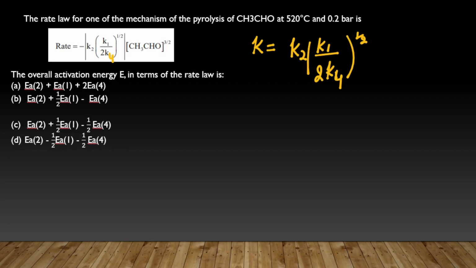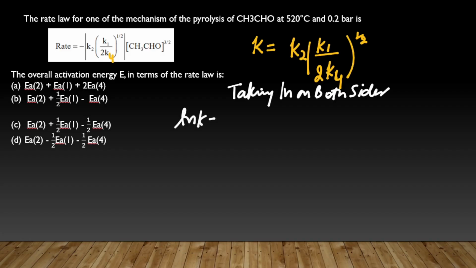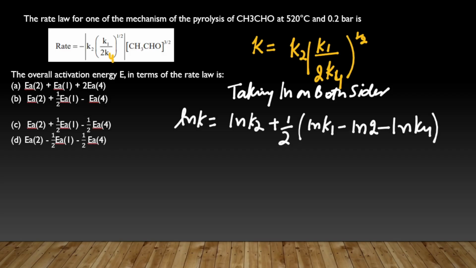So what you do is take the natural log on both sides. Taking ln on both sides, we have natural log of k equal to natural log of k2 plus half of natural log of k1 minus natural log of 2k4, which you can write as m into n. So this we can write as natural log of 2 minus natural log of k4. Like this it will be written.